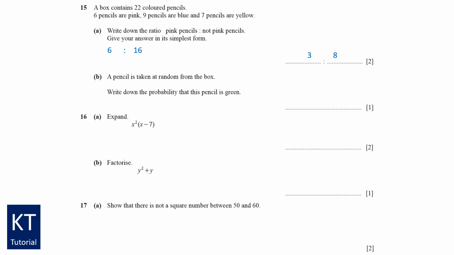Next, a pencil is taken at random from the box. Write down the probability that this pencil is green. There are no green pencils, so the probability is 0.